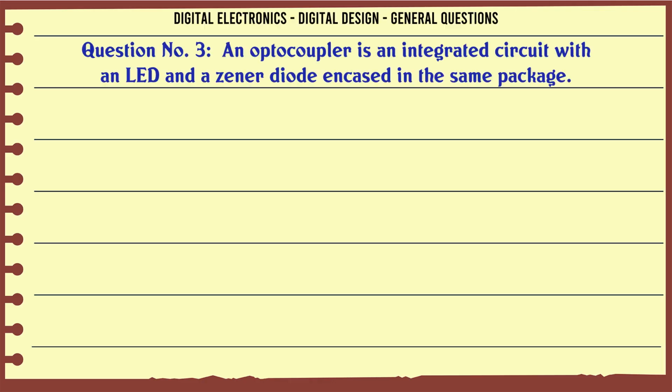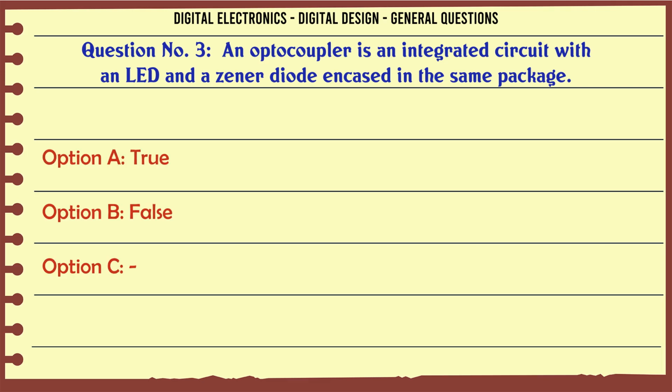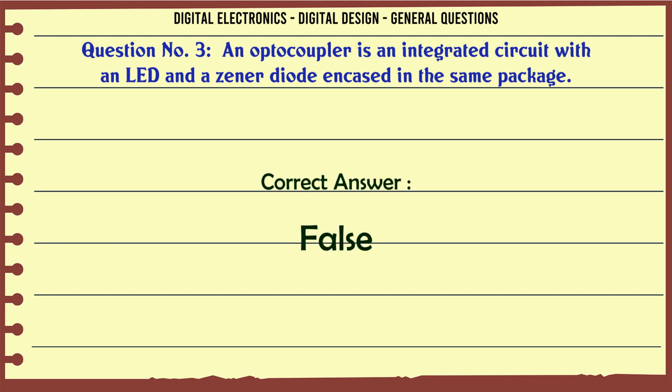An optocoupler is an integrated circuit with an LED and a Zener diode encased in the same package. A. True. B. False. C. D. The correct answer is false.